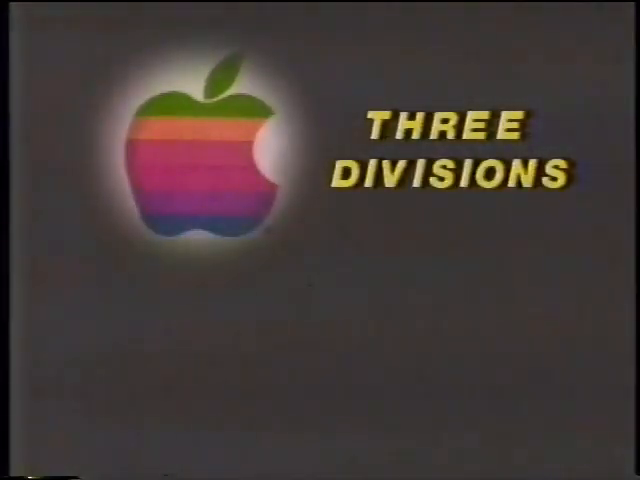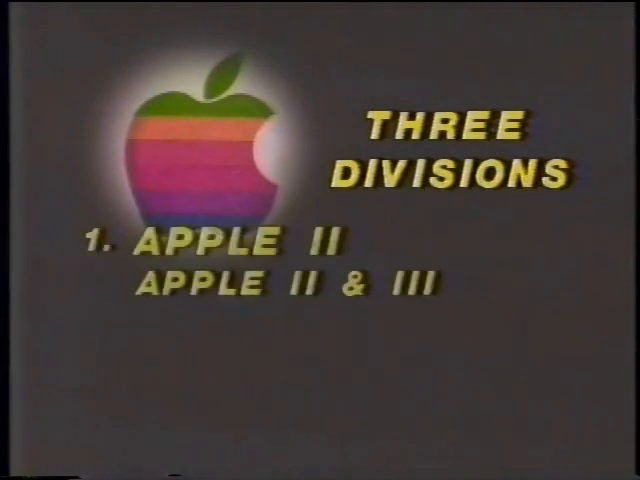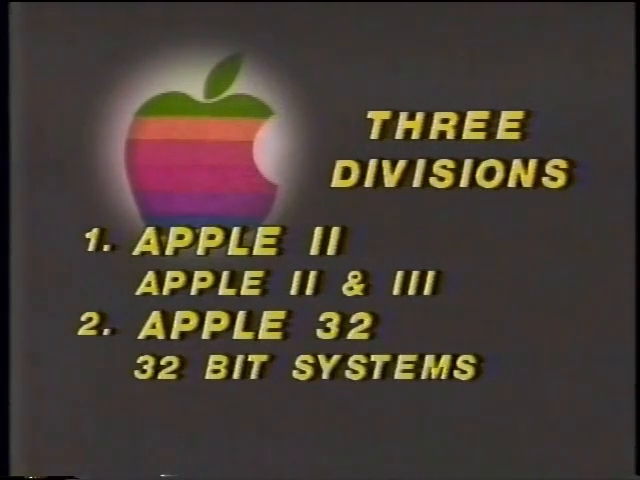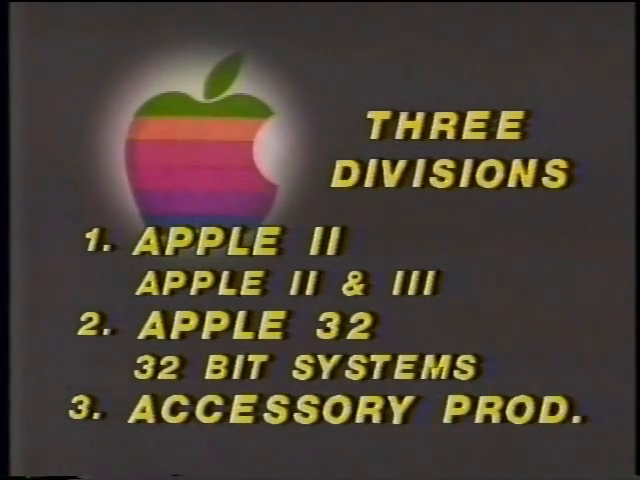Company President John Sculley has changed it from a 6-division operation to a 3-division operation. The Apple II division will be in charge of Apple II and III. The Apple 32 division will handle the Lisas and Macintosh and all 32-bit system products. The Accessory Products division will be responsible for the equipment such as printers, keyboards, and communications products.